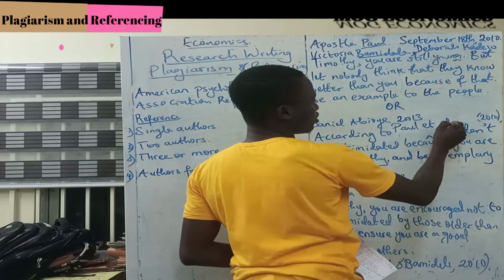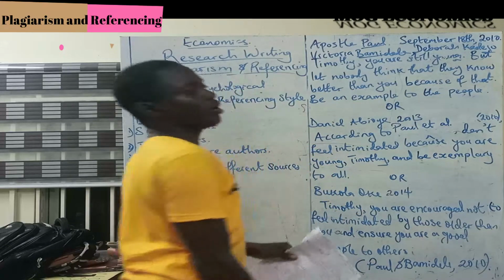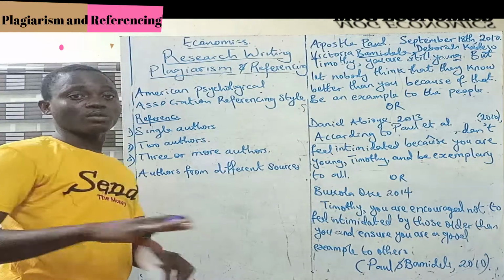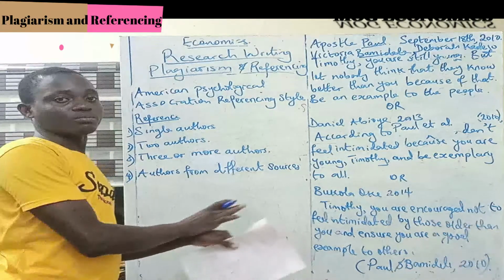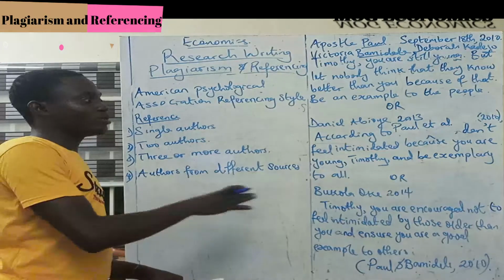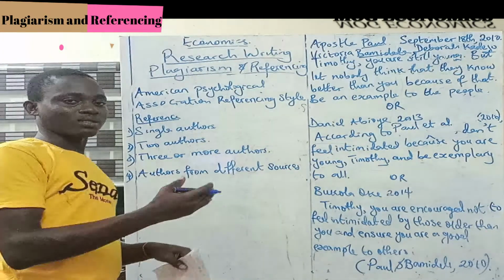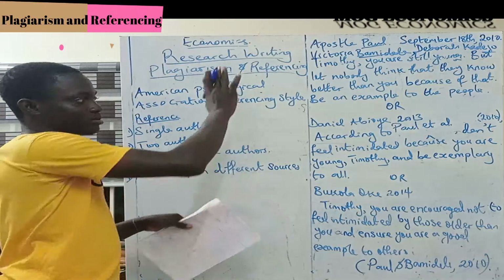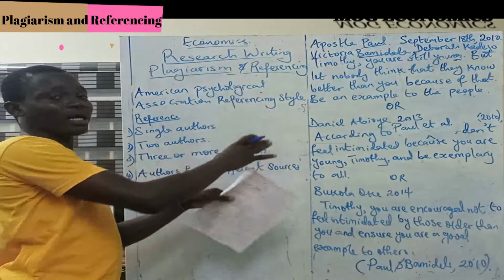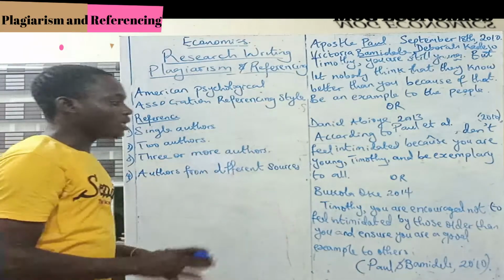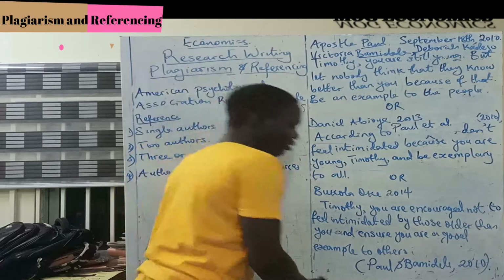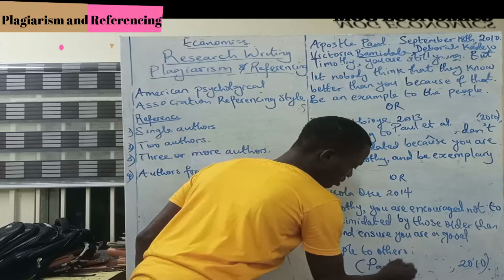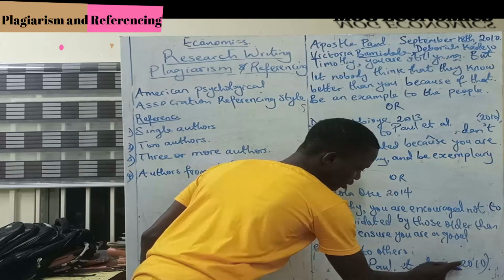according to Paul et al. Okay, so Paul et al. So when you see et al, that simply means that there are other people after Paul that wrote this. So according to Paul et al. 2010, that's telling us that in addition to Paul, there are at least two other people that wrote where the idea originated from. So the same thing in this place, according to Paul et al., full stop.